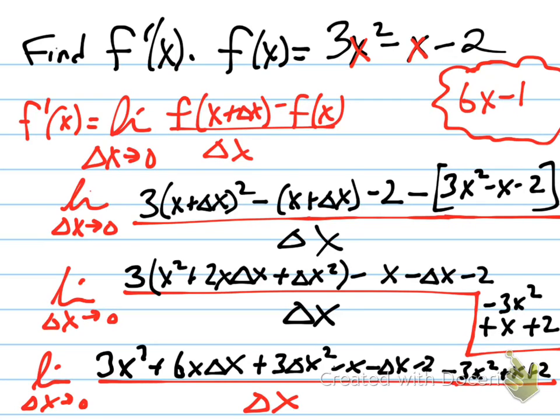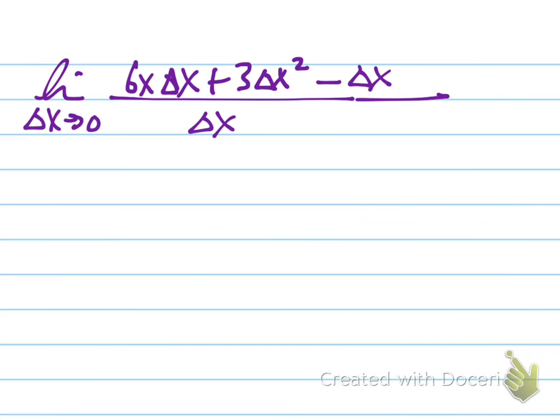Now we can do some cancellations now that all our parentheses are gone. 3x squared minus 3x squared, minus x plus x, minus 2 plus 2. So we lost quite a bit there. Let's see if we can simplify this. Alright, here it is on the next slide. This is what we had after cancellation.